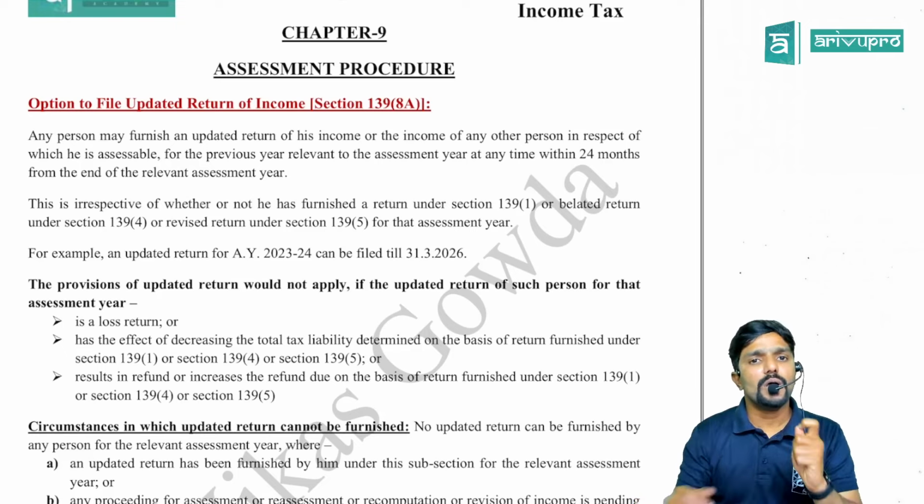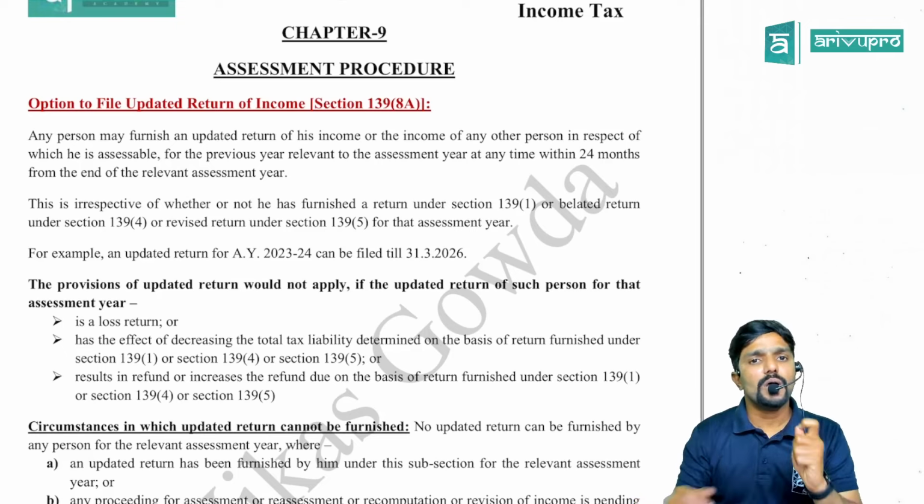Next, circumstances in which an updated return cannot be filed. Again, no updated return can be furnished by any person for the relevant assessment year. We have already seen 3 cases. Continuing, they have given some more scenarios. An updated return has been furnished by him under this subsection for the relevant assessment year. What is it, sir? See, for assessment year 23-24, you can file an updated return on or before 31st March 26. Sir, I have already filed one.